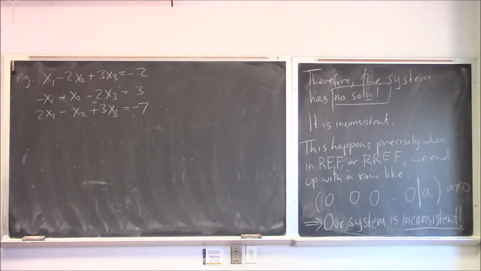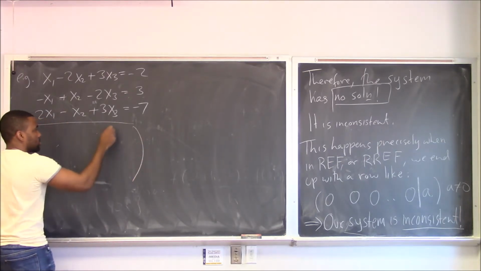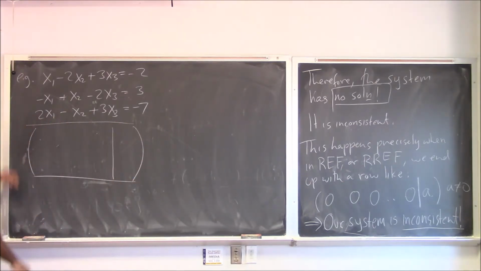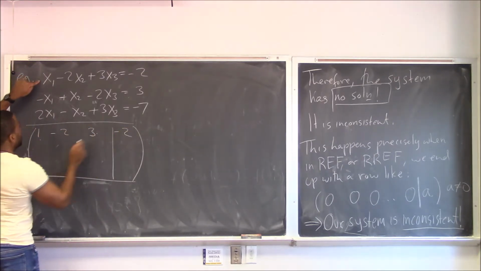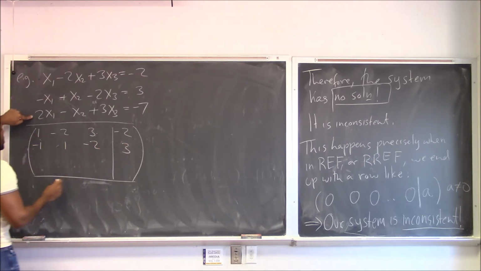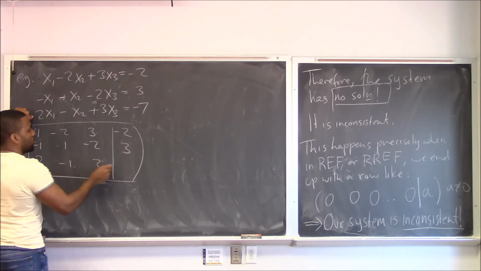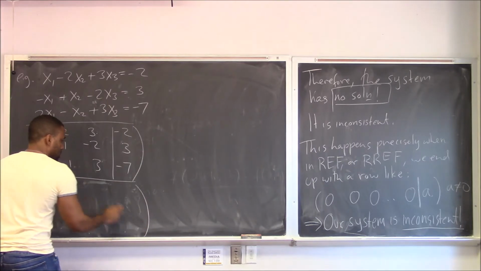Okay. So let's actually solve this. Let's augment. That would be 1, minus 2, 3, minus 2, minus 1, 1, minus 2, 3, 2, minus 1, 3, minus 7. I think I can fit another one here. Let's do that.